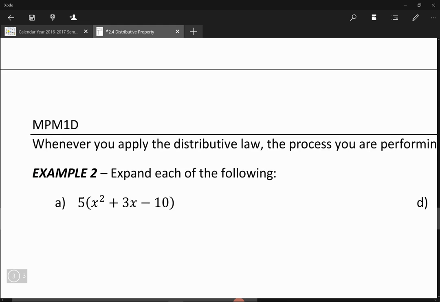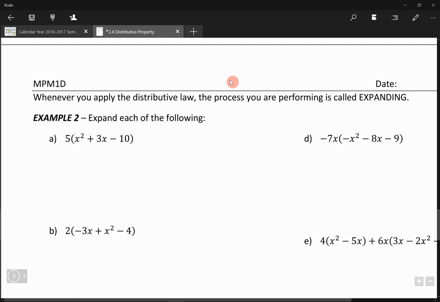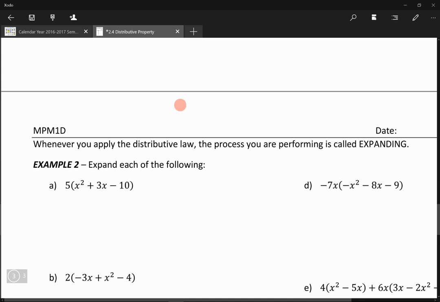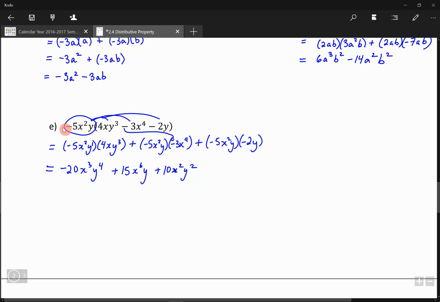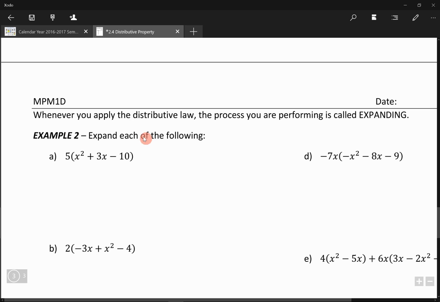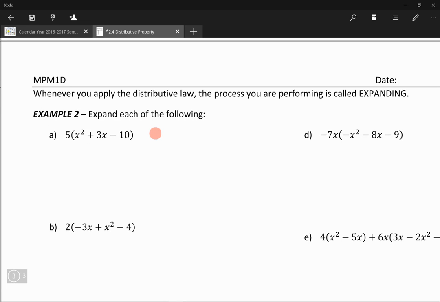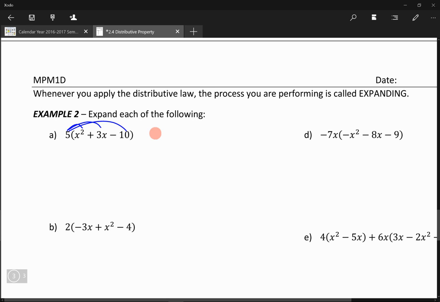So whenever you apply the distributive law, this process, and I mentioned it briefly, this process you are performing is called expanding. You imagine you are expanding the number of terms, removing those brackets and creating this expanded form. So when I say expand each of the following, it means use the distributive property. So expand, again, multiply the 5 with everything inside.